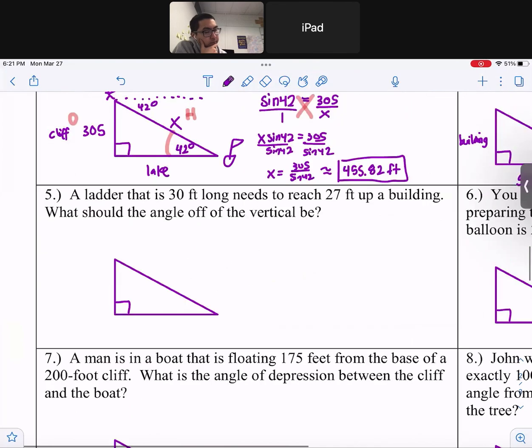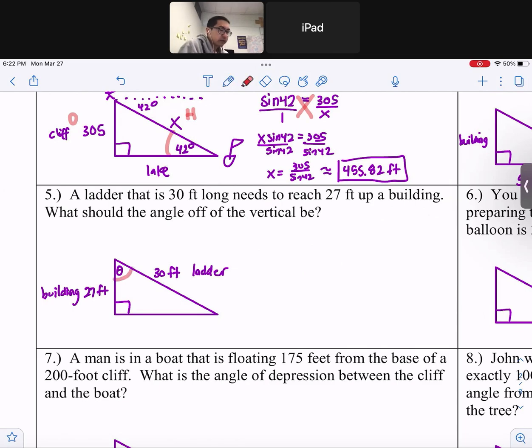Number 5. Okay, a ladder that is 30 feet long. Okay, so again, this is the ladder, you guys. It is 30 feet long. Needs to reach 27 feet up a building. So here's the building again, and it needs to reach 27 feet up this building. What should the angle off of the vertical be? Well, here's the vertical line, you guys, and the angle off of that would be this one. So we're trying to find that angle right there.